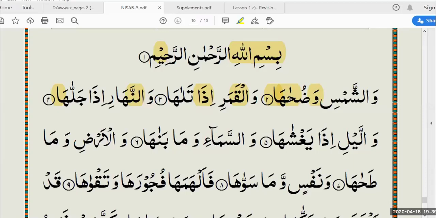Okay, just need to practice this, okay? Otherwise, jazakumullah. Qaf here is also harf tafkhim, so a thick letter. So wal qamari, iza talaha. Okay.